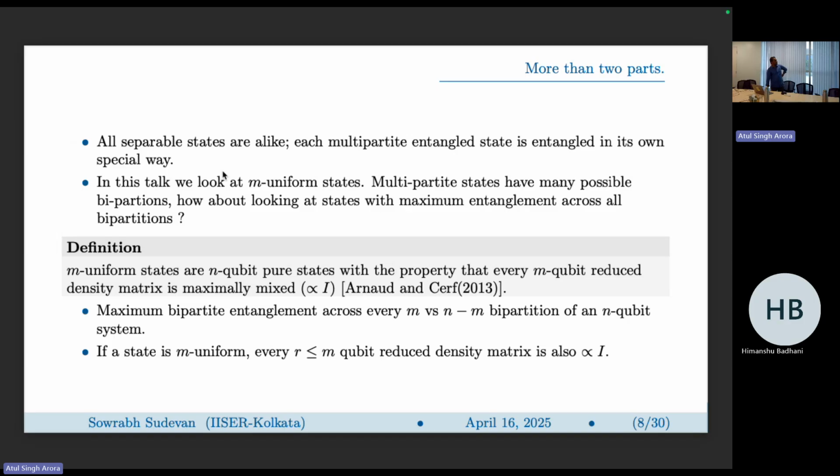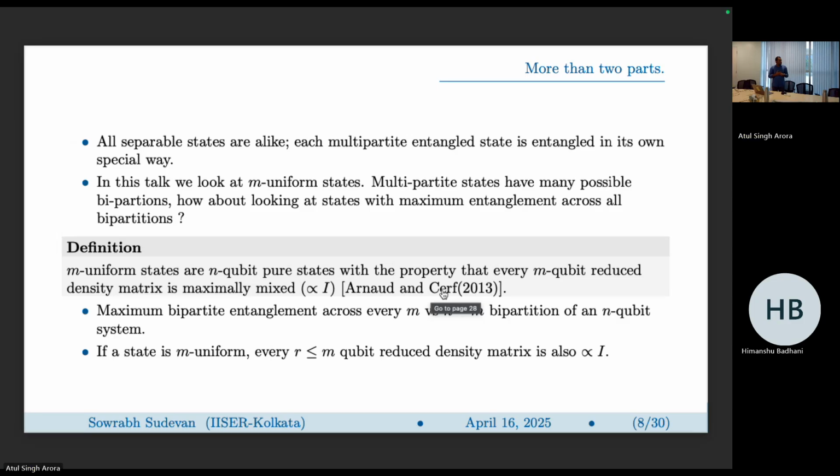And so m-uniform states are n-qubit pure states with the property that every m-qubit reduced density matrix is maximally mixed. This notion was first introduced by these people, and they studied this a bit, and they showed that for symmetric states, which are states where if you interchange the qubits the state will be the same, you cannot have more than m equal to 1, as in you cannot have more than 1-uniform states.